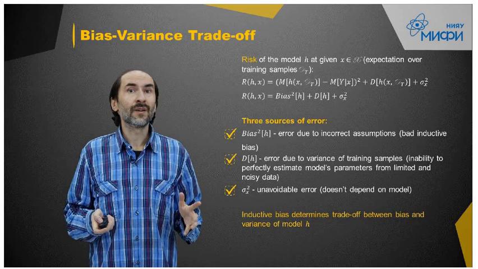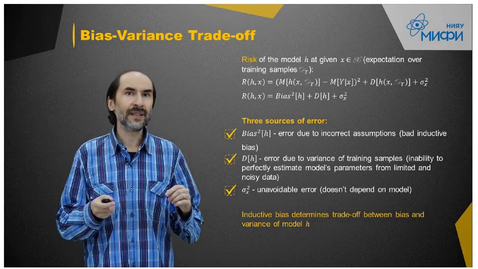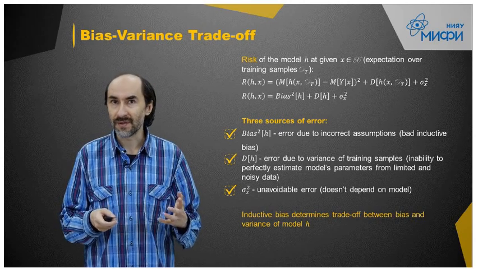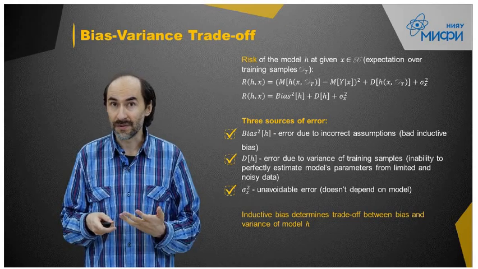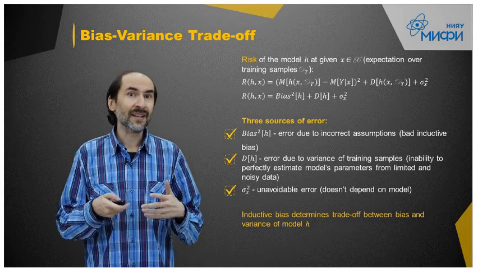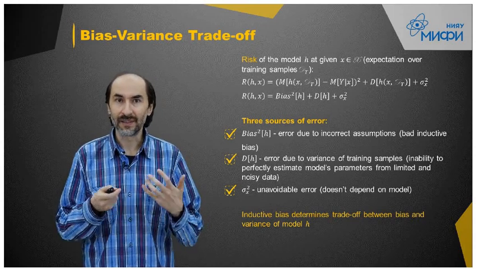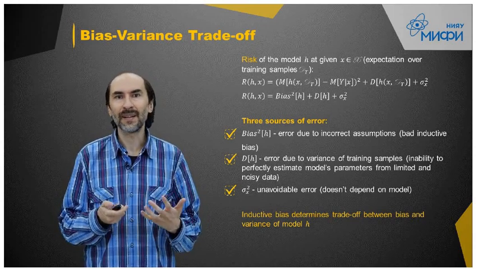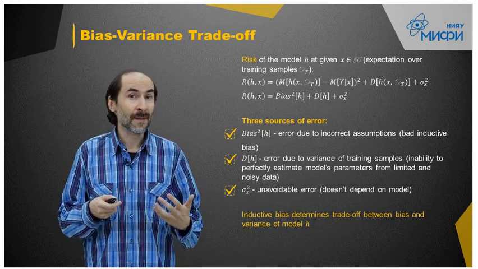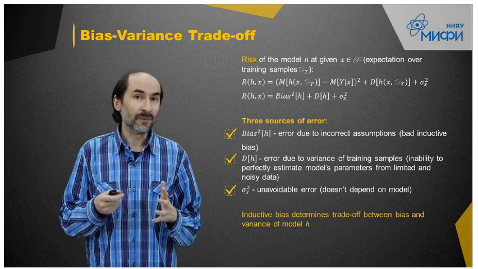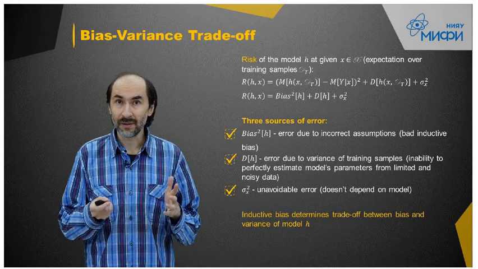So the risk of the model for quadratic loss at given x can be decomposed into three terms that are squared bias, variance, and noise. Bias and variance are related to our model, and the noise is unavoidable error related to the mapping under modeling. When we define an inductive bias, we determine the trade-off between bias and variance of the machine learning model.